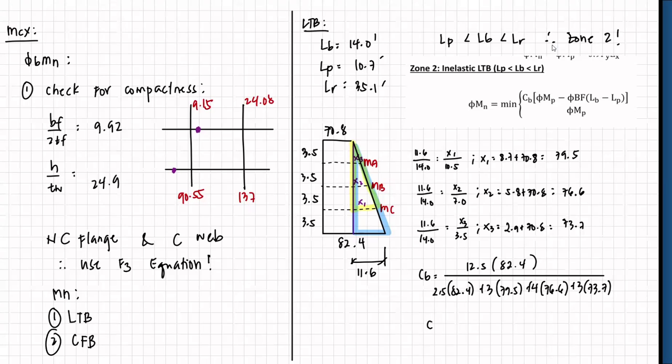So Cb, 2.5 times 82.4, 3 times 79.5 plus 4 times 76.6 plus 3 times 73.7, that is 1.0597, roughly 1.06. Okay, yan yung Cb value natin. So, okay na tong Cb.